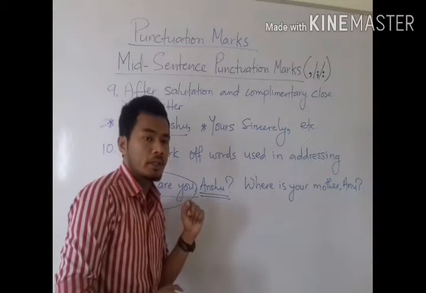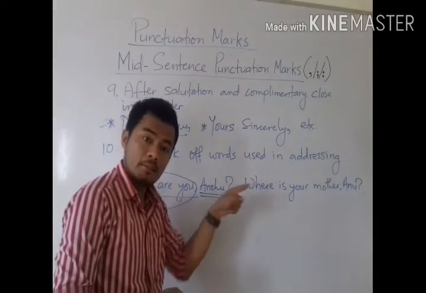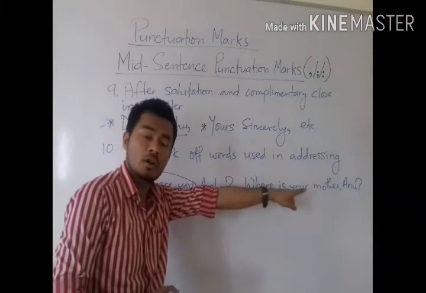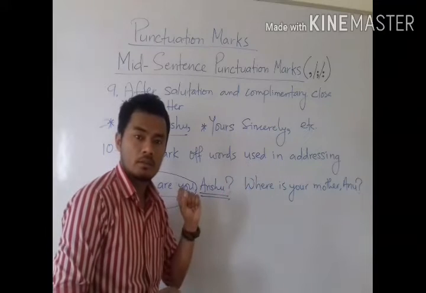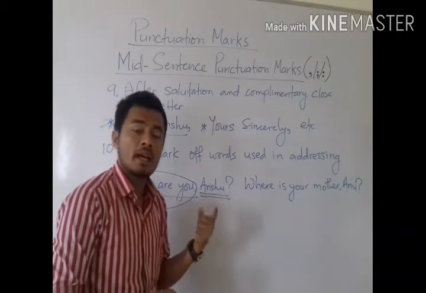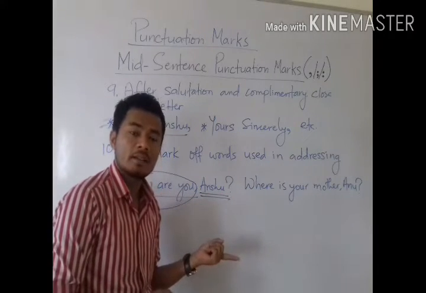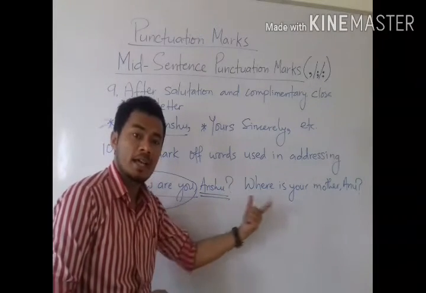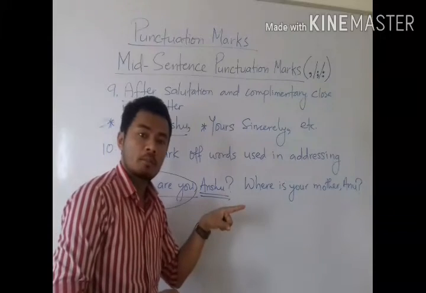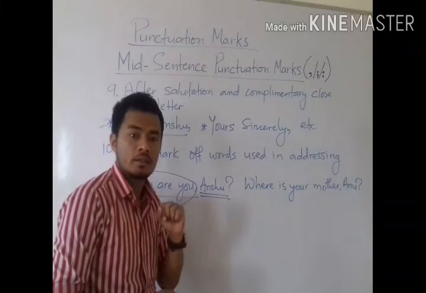Like, where is your mother? This is the complete question, but you are addressing this question to Anu. So where is your mother, comma, Anu, question mark. In the same way, what are you doing, comma, Mr. Sam. What are you doing, Mr. Sam? So this question should be written like, what are you doing, comma, Mr. Sam, question mark.